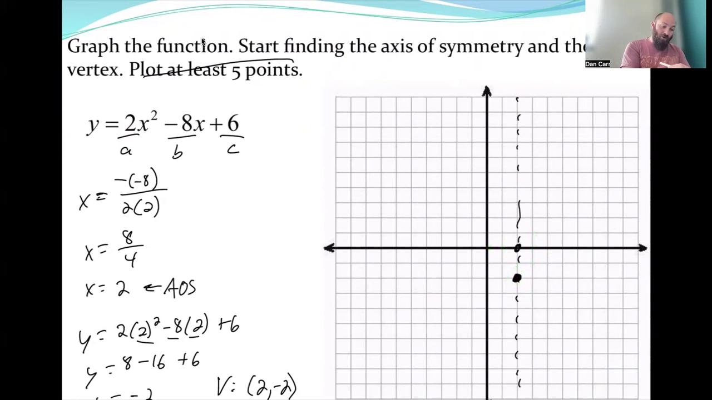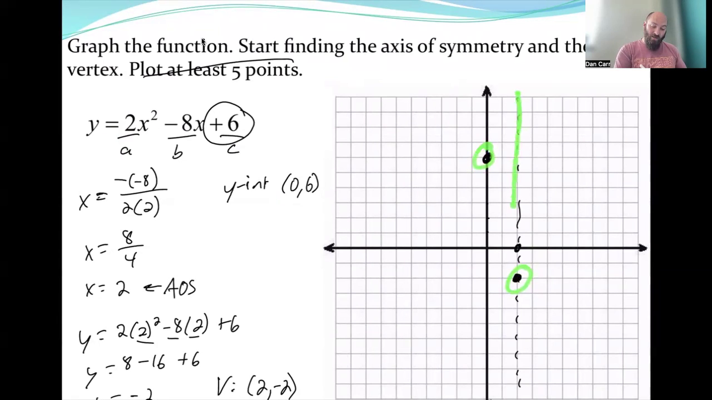Me, I like to look for a little bit of a shortcut. One of the things is that we know the y-intercept is going to be the point (0, 6) because of that right there. So if I plot that point, 1, 2, 3, 4, 5, 6, that's that one right there. Here's what's nice. I know where my vertex is, and I know one other point that's on the graph.